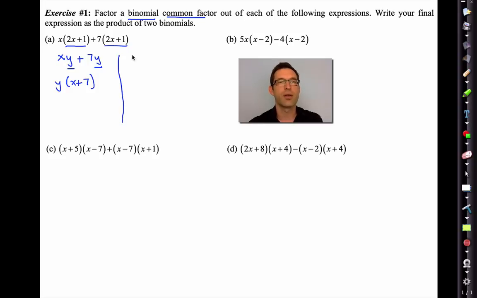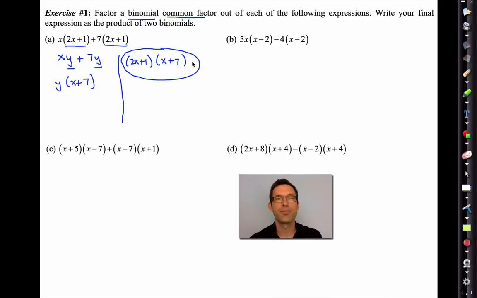Let me put a line here, in that I'm going to factor that 2x plus 1 out, and of course that was multiplying an x, and it was multiplying a 7, and that's it. This is the product of two binomials, right? A binomial and a binomial. Very similar here. I see an x minus 2 and an x minus 2. So I can factor an x minus 2 out, leaving me with a 5x minus 4. And again, we have the product of two binomials.